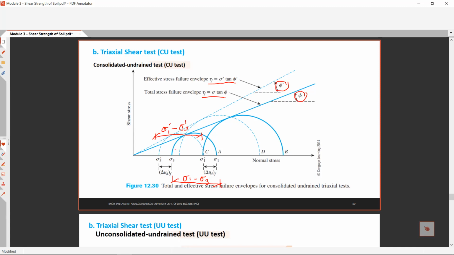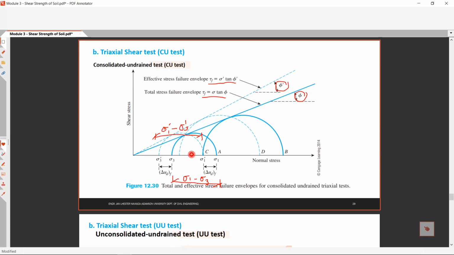So ito yung first trial mo. Let's say this is your first trial. Then changing the pore water pressure, ito yung nangyari doon sa first trial mo. Then let's say ito yung second trial mo sa laboratory. Then applying the change in pore water pressure, ito yung nangyari doon sa second trial mo. Okay, ito yung nangyari sa second trial mo.